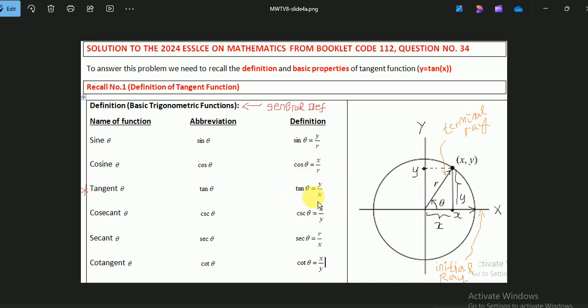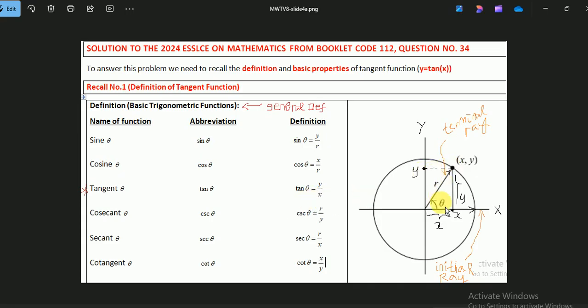For example, its domain cannot be the set of all real numbers, because when x is 0, tangent becomes undefined, for example, when (x, y) is on the y-axis. When (x, y) is on the y-axis, x is 0. In that case, tangent is not defined. When x is 0, the tangent function is not defined.